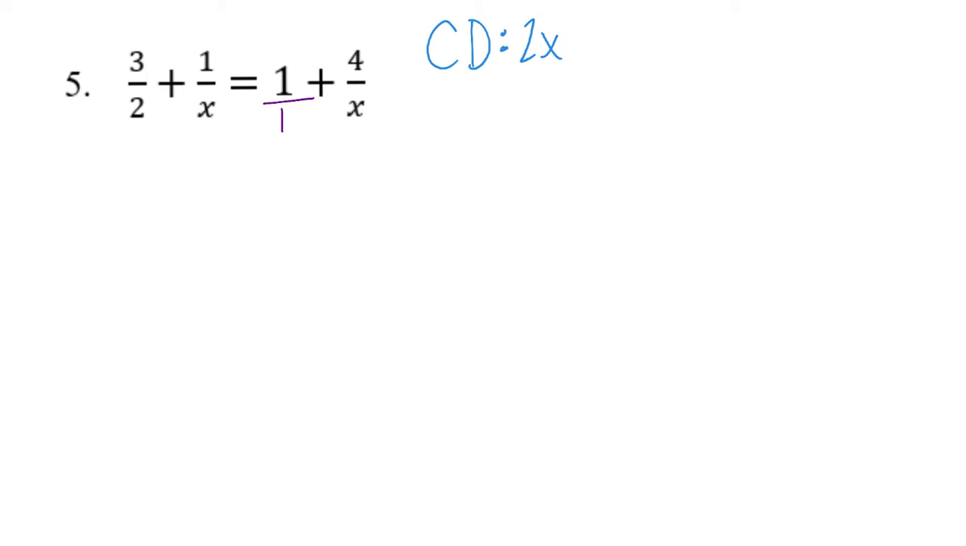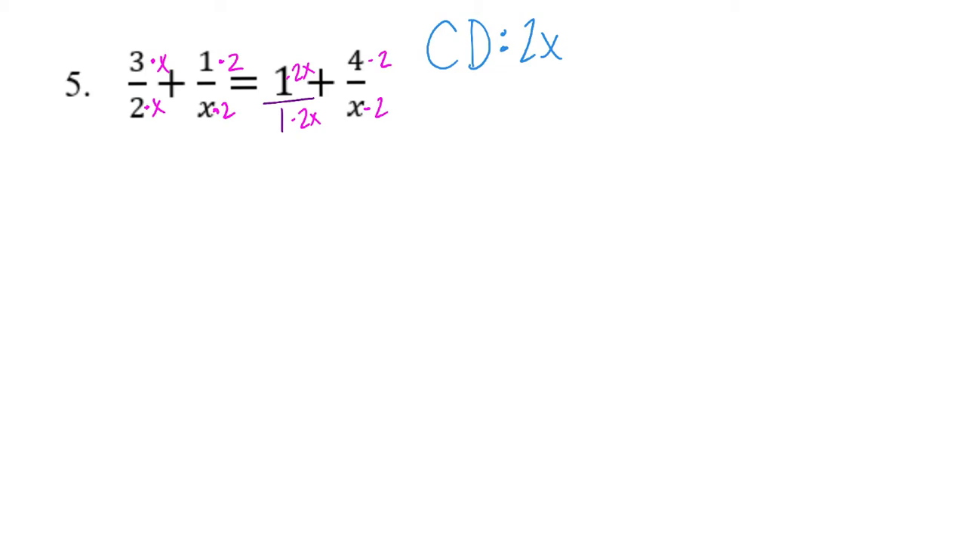Some of them are going to need to have letters in them because they are going to have letters in the denominators. So what we want to do is times both the top and bottom of the first fraction by x to make it have that 2x common denominator. The second fraction, we're going to times by 2 top and bottom. This single 1, the 1 over 1, we're going to have to times by 2x on top and bottom. And last, we're going to need to times by 2 top and bottom.